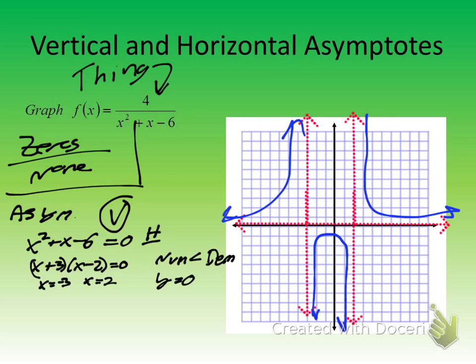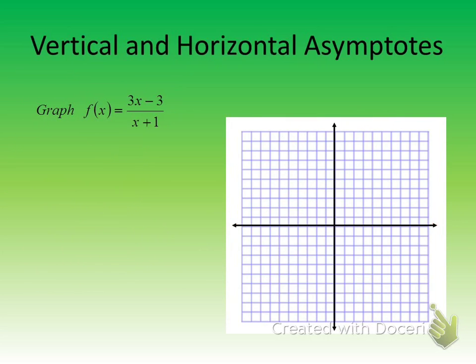Do your zeros first. So numerator: 3x minus 3 equals 0. Add 3, divide by 3, x equals 1. So you should have a 0 there at x equals 1.